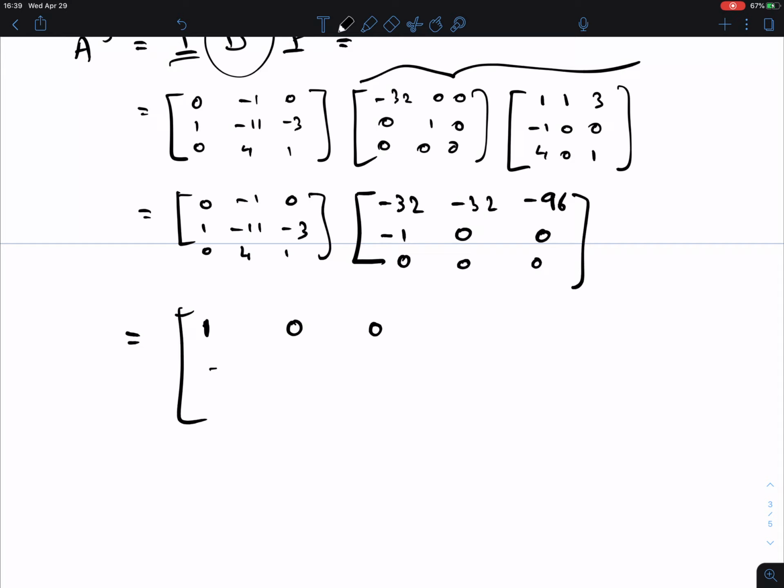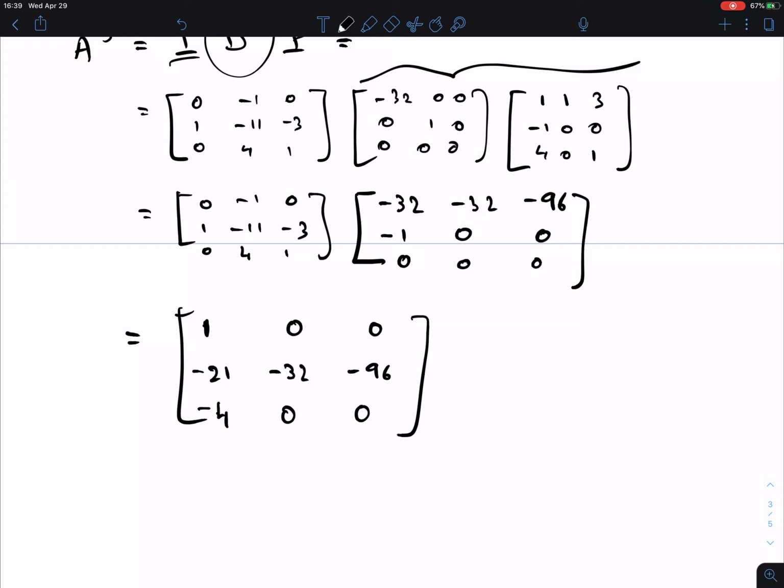Okay, this one. Minus 32 plus 11, that is plus 0. So minus 32 plus 11 is minus 21, correct? Yeah. Then the next one is minus 32 plus 0 plus 0, and that is minus 96. And then the last row, 0 minus 4 plus 0, so negative 4, 0, 0, 0, and 0, 0, 0. So that is the answer.